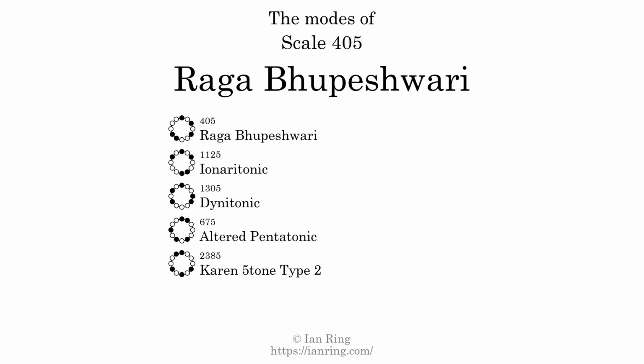The fifth and last mode is scale 2385, also known as Karen 5 tone type 2. It sounds like this.